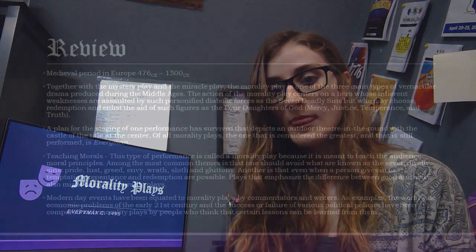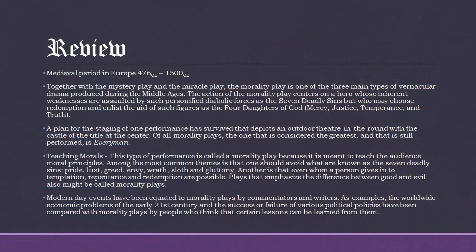Today we'll be continuing our lesson on morality plays, focusing on the play Everyman, circa 1495. Just a little review first. The medieval period in Europe lasted from 476 Common Era to 1500 Common Era. Together with the mystery play and the miracle play, the morality play is one of the three main types of vernacular drama produced during the Middle Ages.